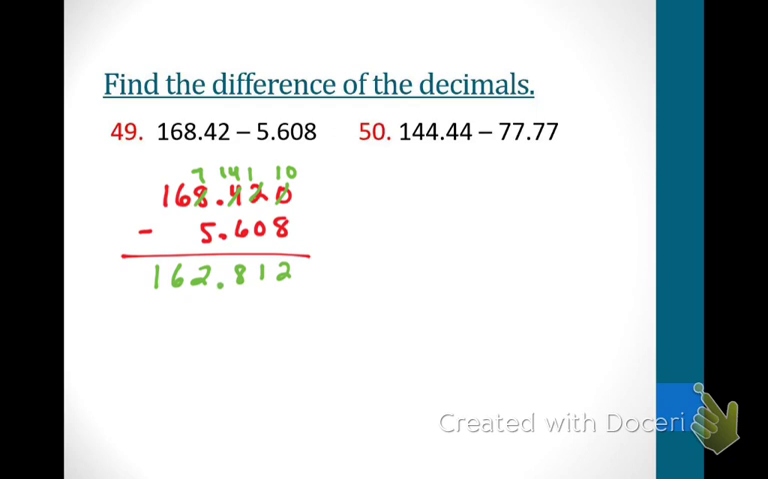162.812. Excellent. Remember, with your decimal point, you just bring it straight down, okay? Who would like to do the next one? All right, let me have Katie. Do I have to line up my decimal points? Yes, ma'am. Go for it.